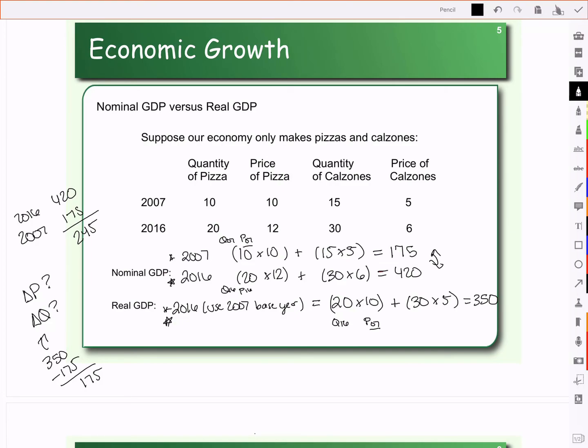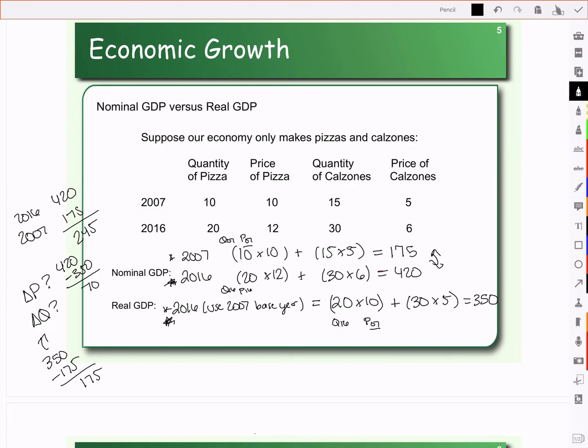So we can find out how much of the difference between the nominal GDP in 2007 versus the nominal GDP in 2016 is due to a price change by comparing the two formulas where the only difference between them is price. So we can take 420 minus 350, and when we do that, we get 70.